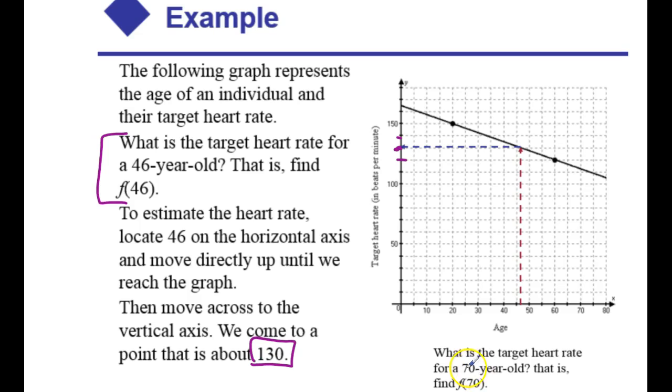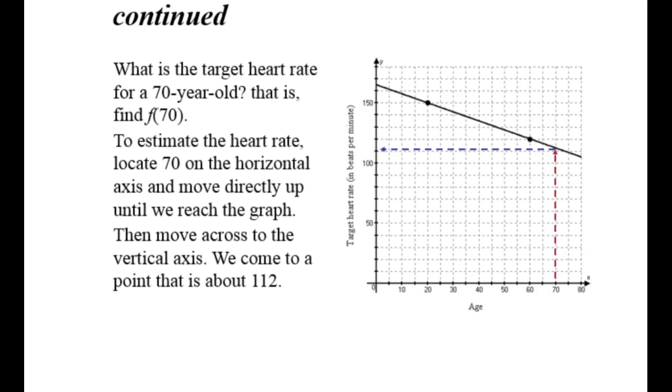So if they ask for what is the target heart rate for a 70-year-old, I'm going to do the same thing. I'll try to locate 70, and I'll come up here to the graph. Well, it looks like it's just a little bit above this line, and that line is 110, so I would guess something just a little bit, maybe 111 or 112? Do you think this point is just a little bit above that line? 112. That's a good guess. The author agrees. Great. That concludes section 2.2.